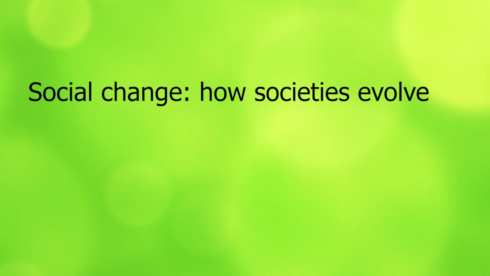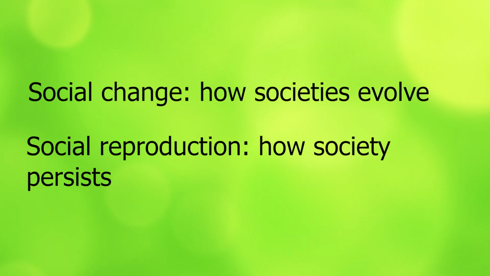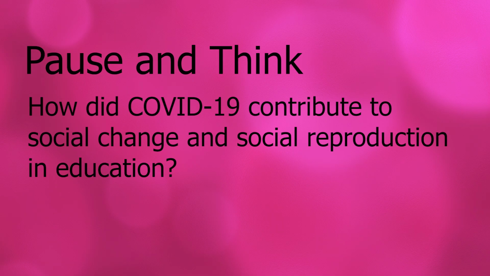The fifth key sociological concept is two related concepts, social change and social reproduction. Social change is how societies evolve. Social reproduction is how society maintains its structure. Take a moment to think about how the COVID-19 pandemic contributed to both social change and social reproduction. Specifically, how did education change or stay the same as a result of the pandemic?